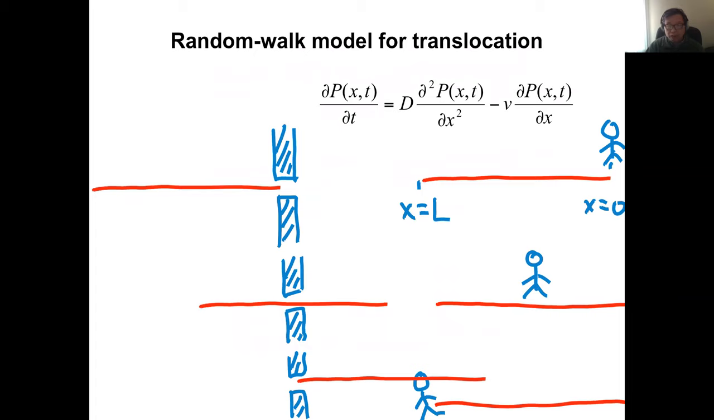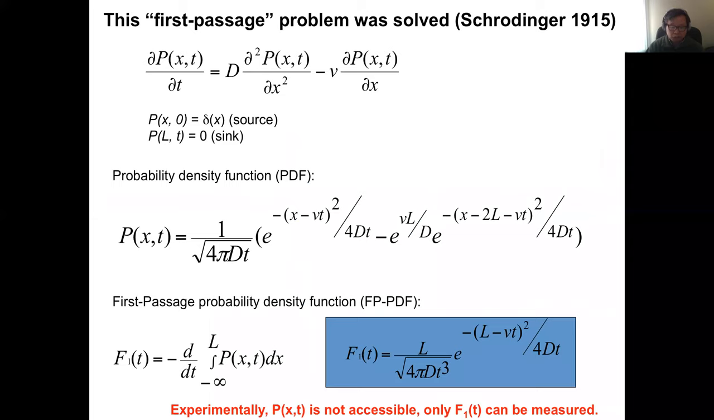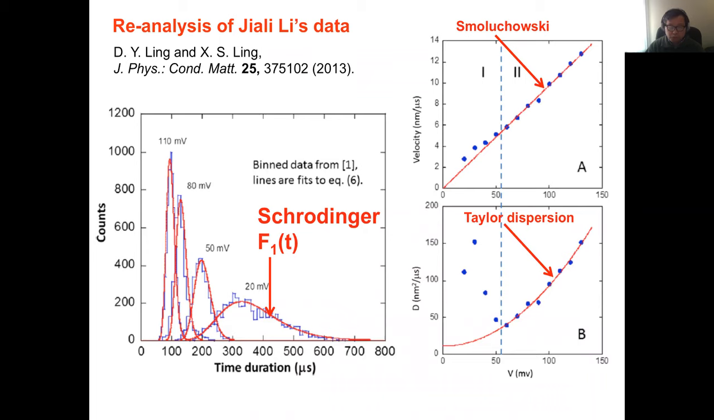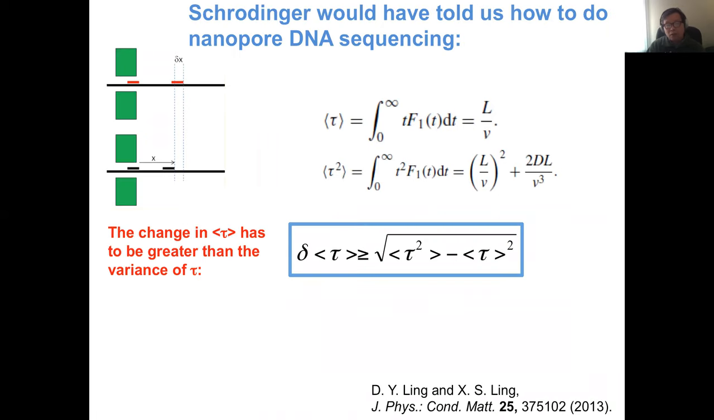Okay, what we find is that by taking Schrödinger's solution and just reinterpreting the diffusion constant, we get exactly the same solution. Okay, so this is Schrödinger's derivation. This is exactly the distribution function, and it turns out that this distribution function fits Jalali's data perfectly. And basically, we now have an understanding of Brownian motion of electrical field driven motion of DNA in nanopores.